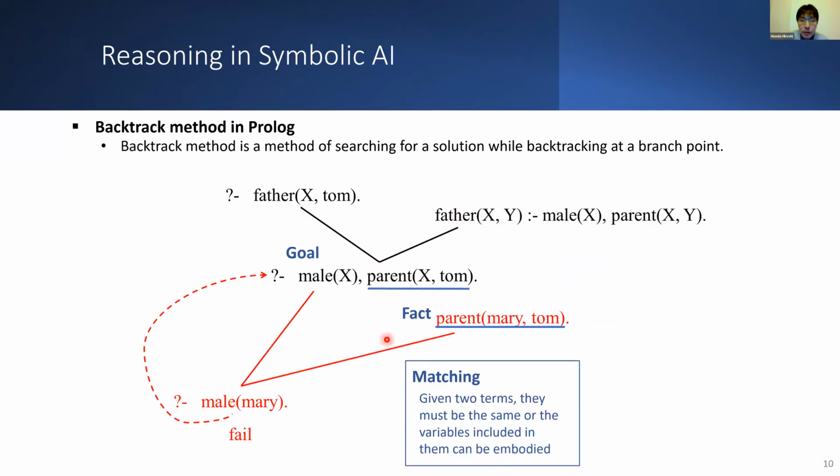Next, the Prolog system does an operation called matching. Matching confirms that, given two terms, they are the same or the variables included in them can be embodied. The Prolog system picks up the fact from the knowledge base, and X is Tom's parent and Mary is Tom's parent are matching. In this case, X is substituted to Mary. However, the fact Mary is a male is not stored in the knowledge base. As a result, this fails and the system backtracks.